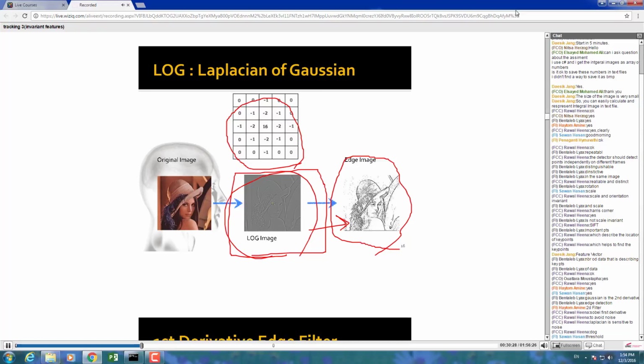I mean, in this process from LOG to extract edge points to make this kind of edge image, what do we have to do? Okay, does anybody remember? No? Have you heard about zero crossing?